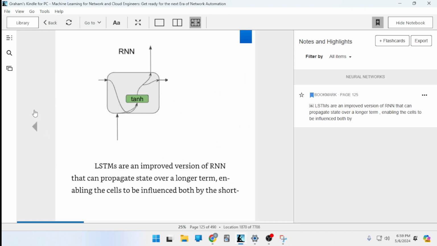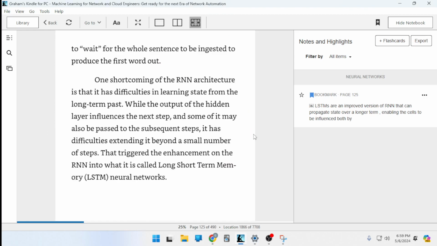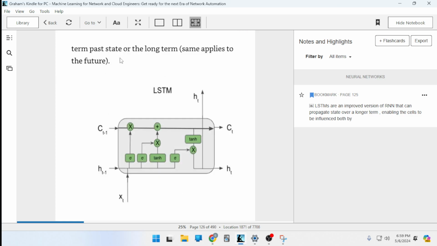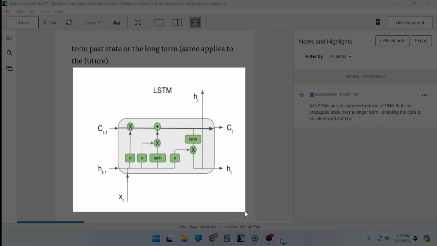So, LSTMs, which we remember are long short-term memory neural networks. So LSTMs are an improved version of RNN that can propagate state over a longer term, enabling the cells to be influenced both by the short-term past state or the long-term. Same applies to the future. Perfect.